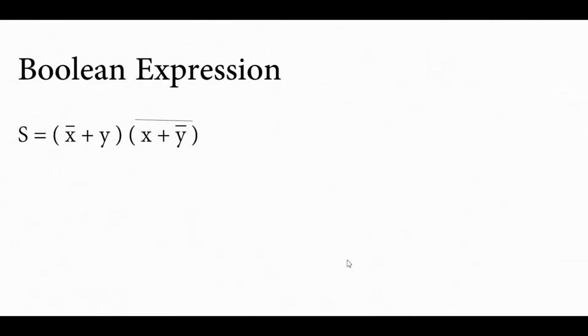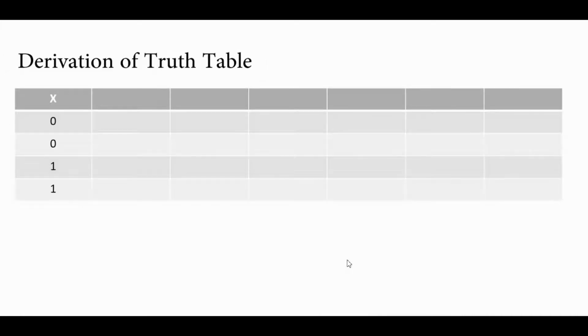Now we conduct our experiment. On the given Boolean expression, S is equal to the quantity of x bar plus y, ANDed with the complement of the quantity x plus y bar. We derive the truth table based on the given expression, and we consider the first two columns, x and y, as the inputs. And since there are two inputs, the possible number of outputs is 4.